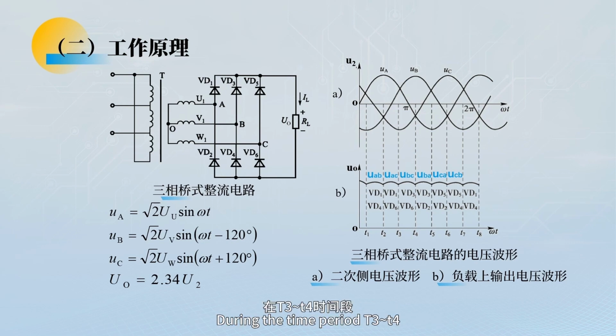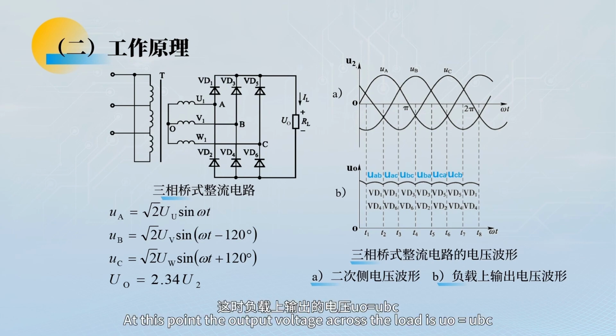During the time period T3 to T4, the B phase potential is the highest and the C phase potential is the lowest. VD3, VD6 conduct, and the rest of the diodes cut off. The current goes from point B through VD3, RL, VD6, and finally gets back to point C. At this point, the output voltage across the load is UO equals UBC.